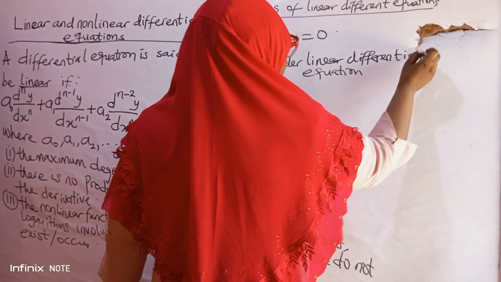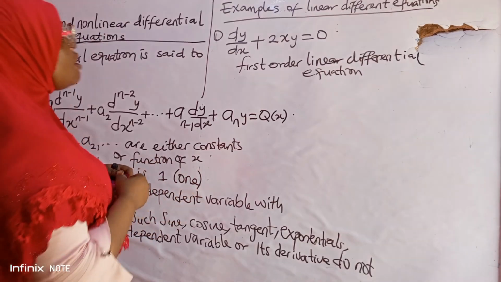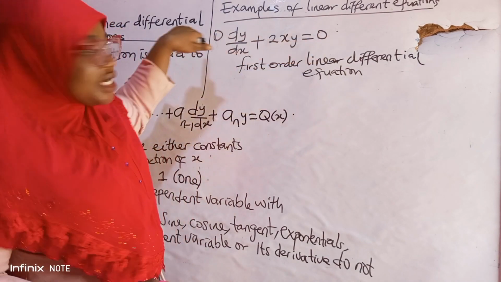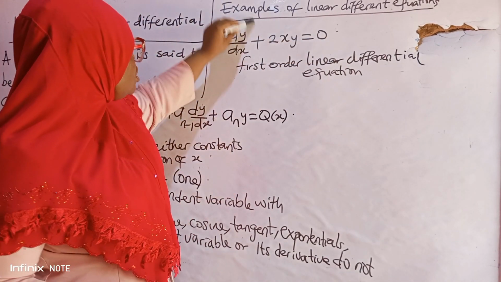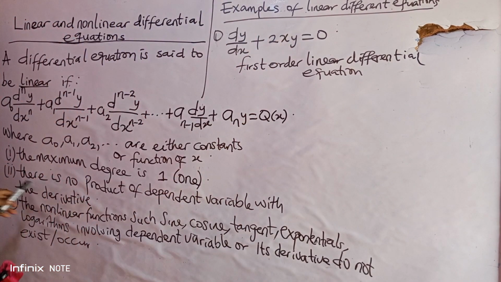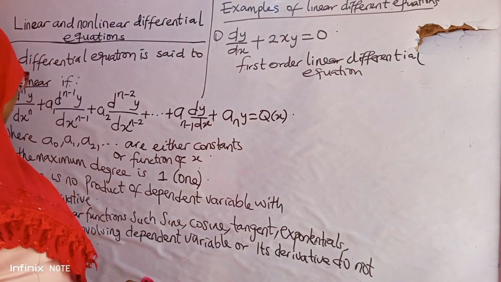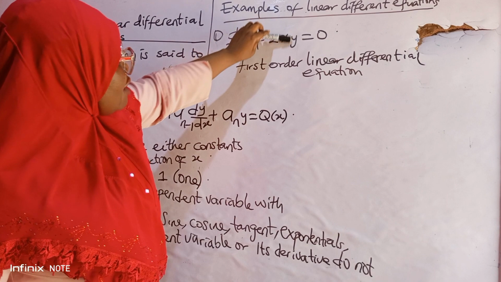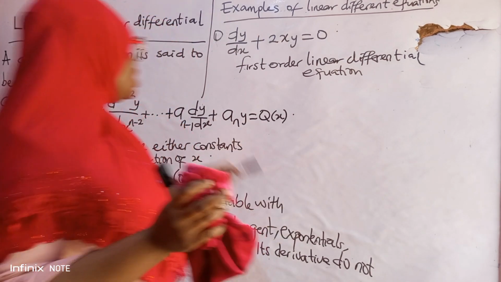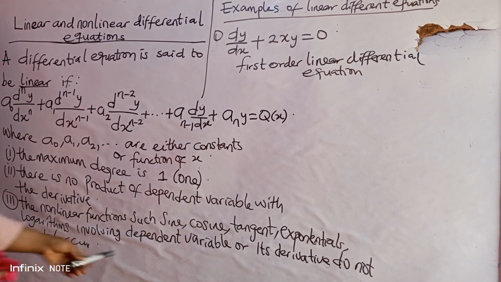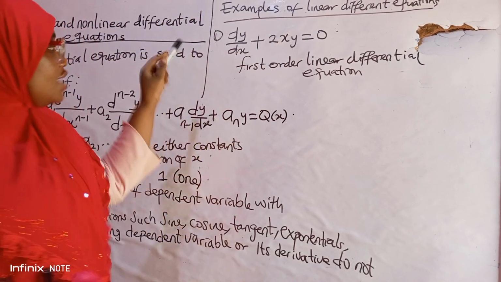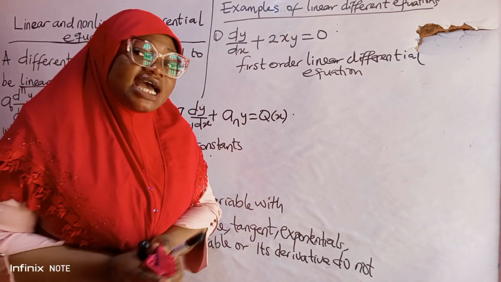Why is it a linear differential equation? It is because the maximum degree here is 1. The power of this one is 1, the power of this one is 1, the power of this one is 1. The other one, there is no product of the dependent variable with the derivative. I only have the product of the independent variable with the dependent variable. That is allowed. Then there is no sine or exponential of y, and so on. So that makes it a linear differential equation.